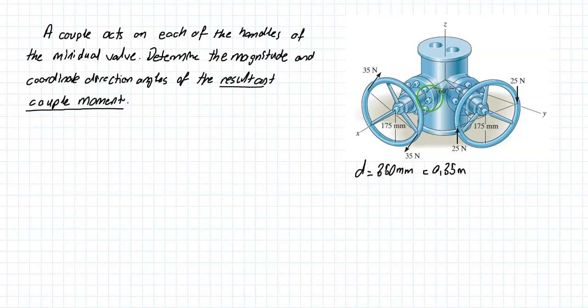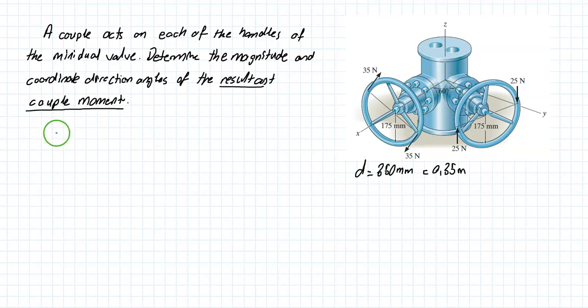Okay, so here we can find the x component of the resultant couple moment and the y component of the couple. Notice that the components of the resultant moment vector, x and y, pass through the x-axis and y-axis, and there's no z-axis component.